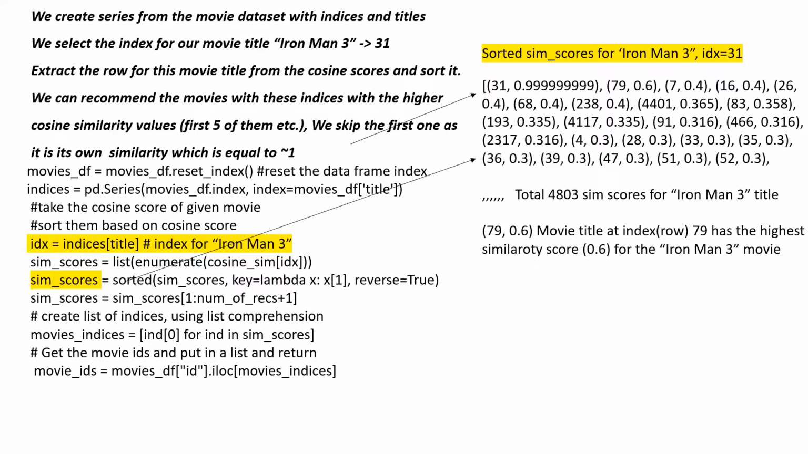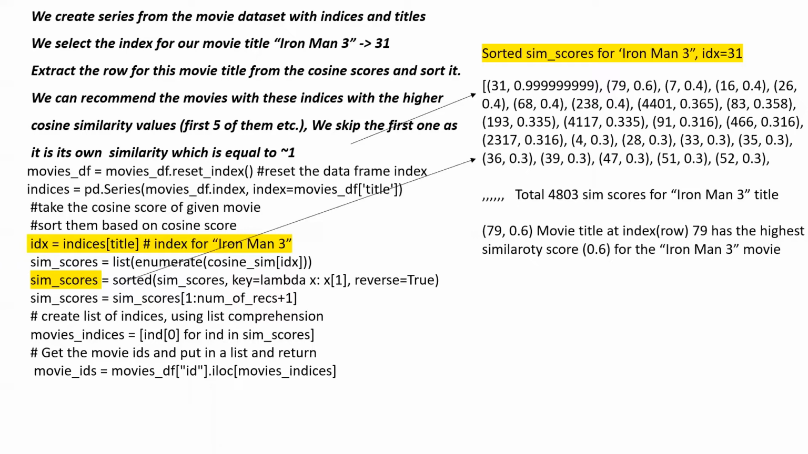So as you can see here, we create a series from the movie data set with indices and titles. So we select from the index our movie title, which is in this case Iron Man 3, which has the index 31. And then we extract the row for this movie title from the cosine scores, and then we sort it. So then we can recommend movies with these indices with the higher cosine similarity values, which is the first 5 of them, and then we can skip the first one as it's its own similarity value, which is equal to around 1. And so this is kind of like a rundown of our program.